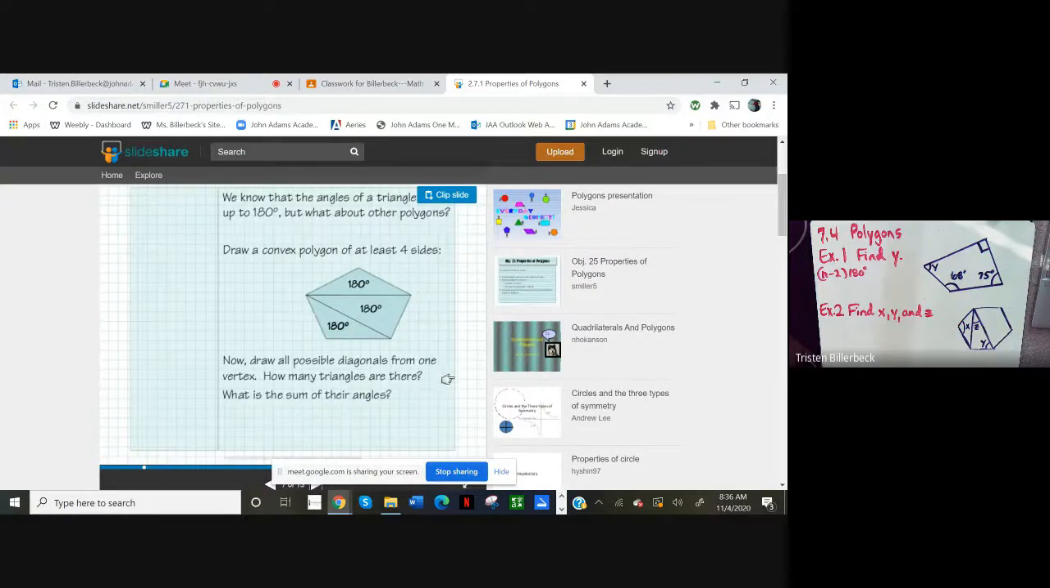We know that angles of triangles add up to 180, but what about other polygons? So we want to draw a convex polygon of at least 4 sides. We have a pentagon here, and if we draw diagonals from one vertex like this, we now have 3 triangles inside. These angles add up to 180, these add up to 180, and these add up to 180. If we add all of these together, we get 540 degrees. So the interior angle sum of a pentagon is 540 degrees.